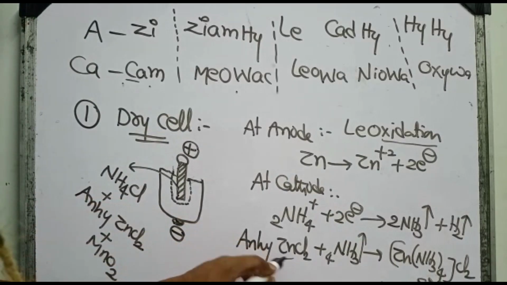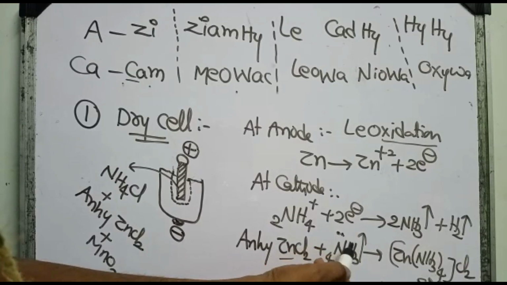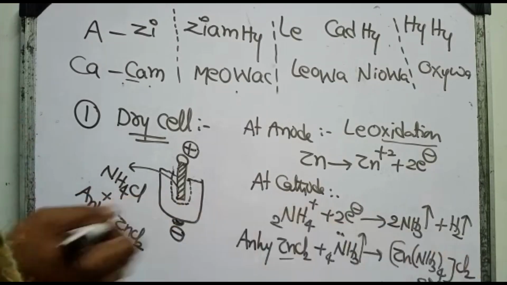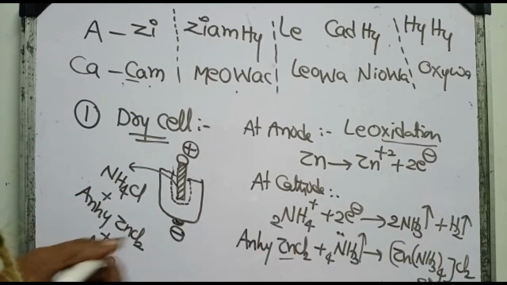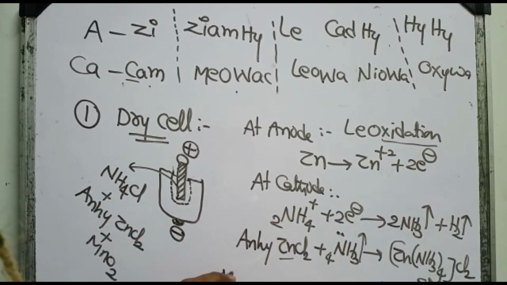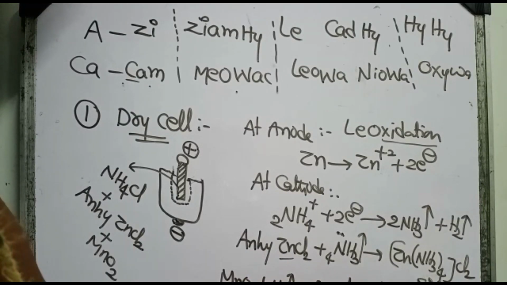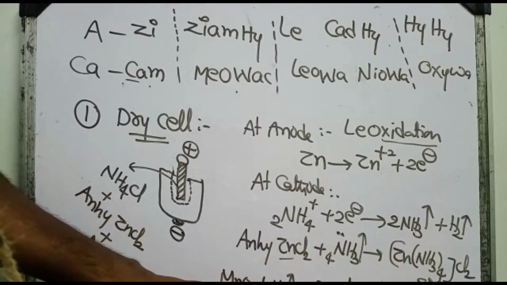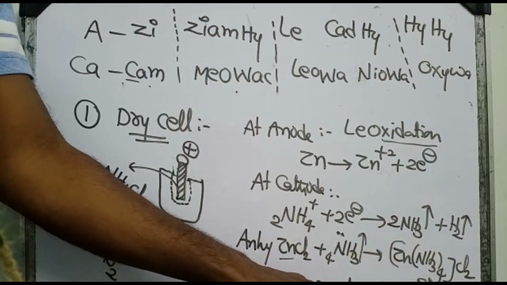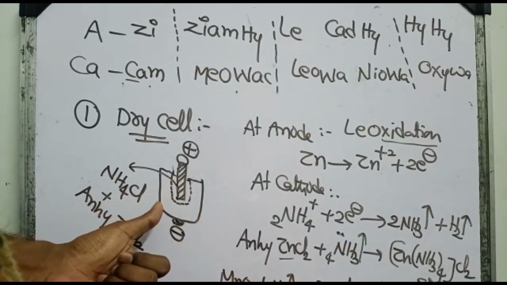See, zinc is a d-block element and ammonia is a ligand. When a d-block metal meets a ligand, you directly get a complex compound. Next, the hydrogen gas: that is MnO2 with H2. This gas is absorbed by MnO2, and you get 2 moles of MnOOH, a solid. So the hydrogen gas becomes a solid, and again the cell is on the safe side.